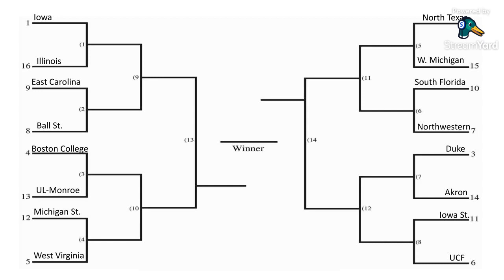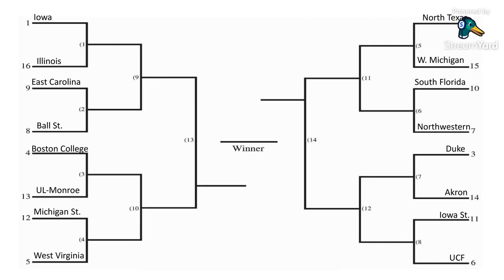We do have some conference games in the first round. Iowa State and UCF will be two Big 12 teams going at it in the first round, and then two Big 10 teams going at it in the first round: the 1 and 16, Iowa and Illinois. The other one, 9 versus 8, East Carolina and Ball State, that'll be the MAC for Ball State going up against East Carolina, which is from the American.